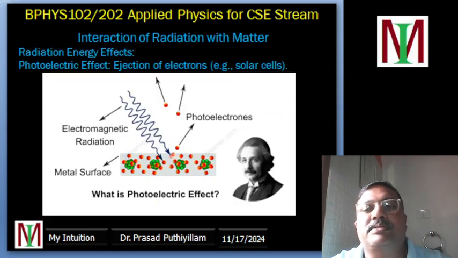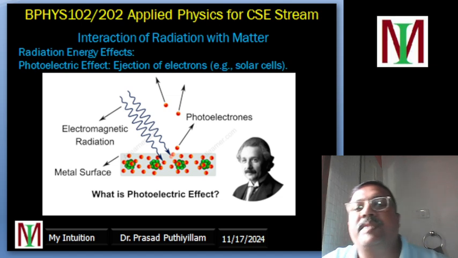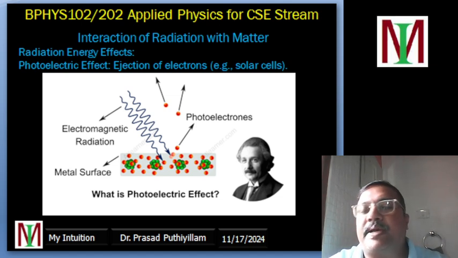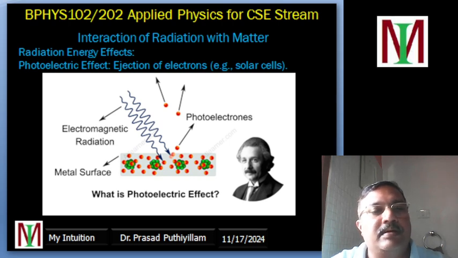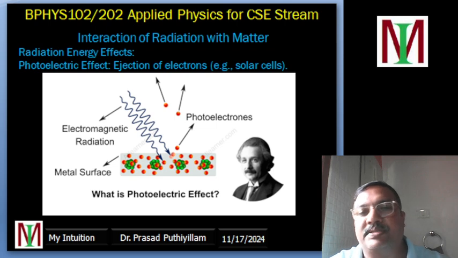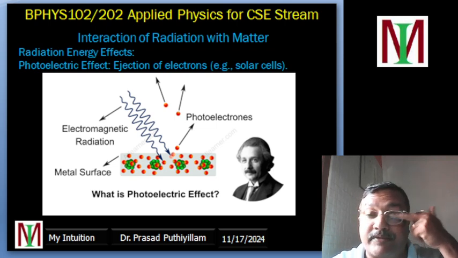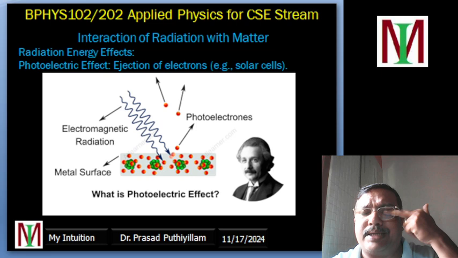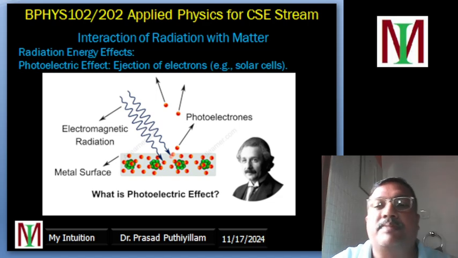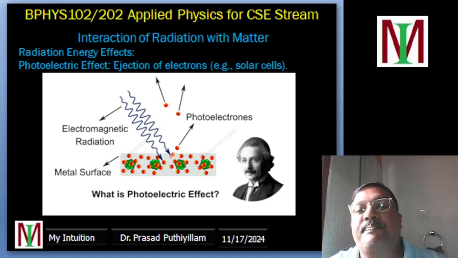Now, how does the radiation energy affect the matter? So the way the radiation interacts with the matter depends upon the energy of the radiation and the type of matter. Some of the basic scenarios are mentioned here, called the radiation effects, mainly the photoelectric effect, excitation, ionization, and even the thermal effect. Thermal effect, just now I said with the glass.